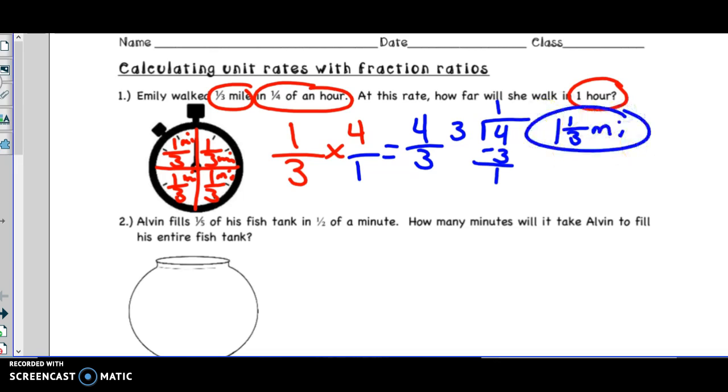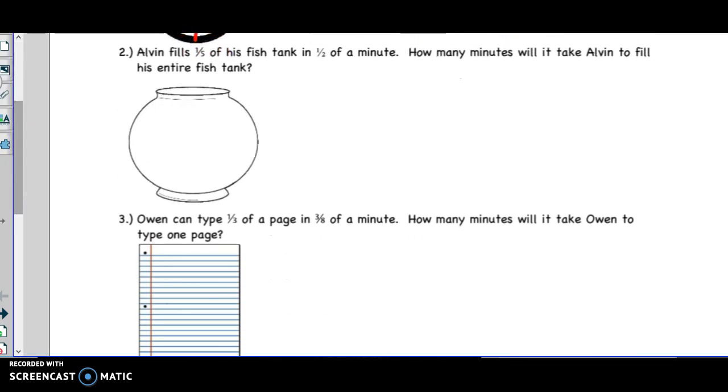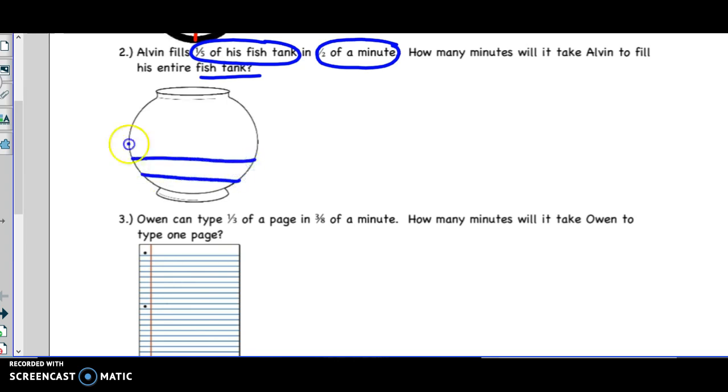Let's try our second problem. Alvin fills 1/5 of his fish tank in 1/2 of a minute. How many minutes will it take Alvin to fill his entire fish tank? So entire fish tank, 1/5 of a fish tank, 1/2 of a minute. The fish tank is broken up into fifths. So that means I'm going to divide my fish tank into 5 even pieces. Try my best to make it even. And in each of those fifths, I need to write 1/2 of a minute.